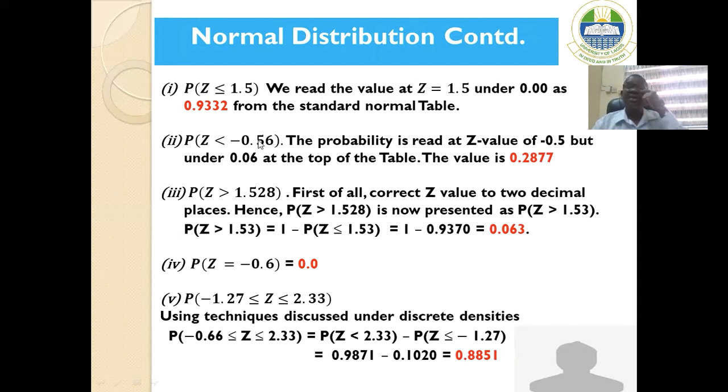Again, let us find probability that Z is less than minus 0.56. Go along that Z column until you find minus 0.5.